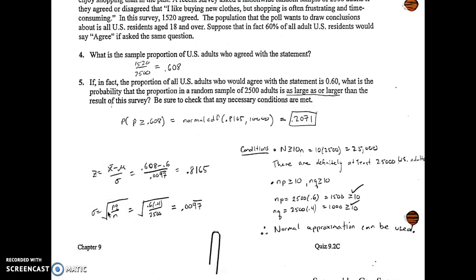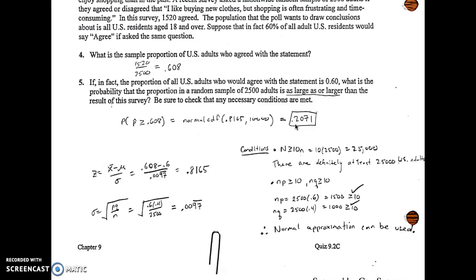P is 0.6 in this scenario. That's the actual population proportion of people who agree. And q would be 0.4. And the sample size is 2,500. When you put this in your calculator, you're going to get 0.0097, and then 97 repeats forever. So I plugged that in up here, got my z-score of 0.8165. That's how I got this number. Up to basically infinity, I wrote 10,000. And that command will give you the proportion of 0.2071.